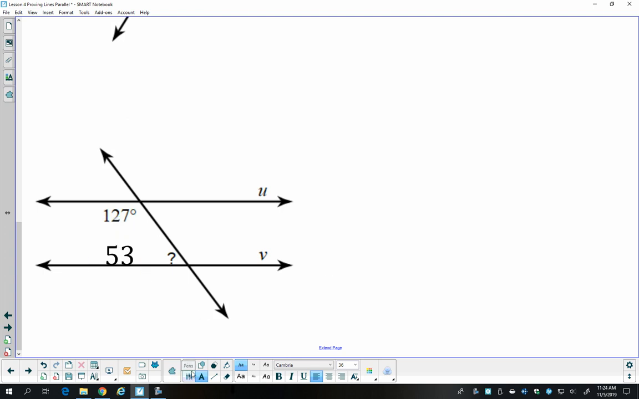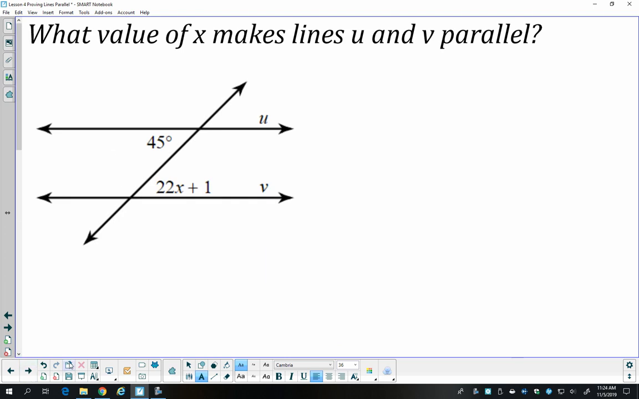It's kind of the same idea. We're going in reverse though. In one way we start with parallel lines and we can find an angle measure. The other way we find the angle measure that would make those lines parallel. And again, we can throw some algebra into the mix here. I have alternate interior angles, and so if they're congruent, then my lines will be parallel.